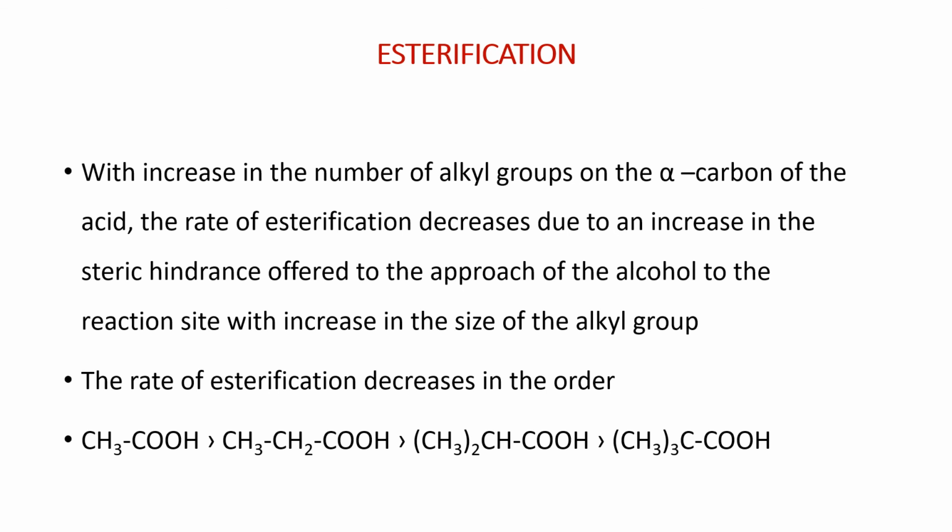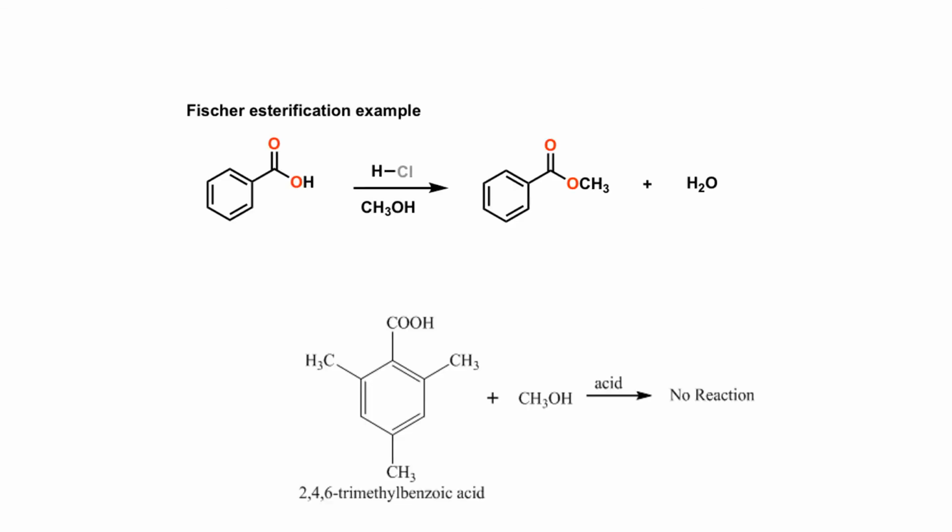So, the rate of esterification decreases in the order: acetic acid is greater than propanoic acid, which is greater than 2-methyl propionic acid, which is greater than 2,2-dimethyl propanoic acid. Benzoic acid is esterified easily when it is refluxed with methanol in presence of HCl. But in the case of 2,4,6-trimethyl benzoic acid, it is not esterified even when it is refluxed with methanol for a very long time. This is because the two methyl groups sterically hinder the approach of the alcohol molecule to the reaction site on the acid.